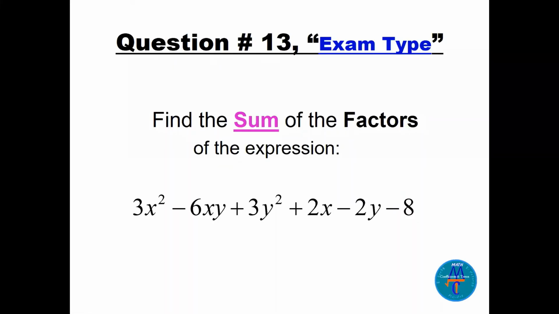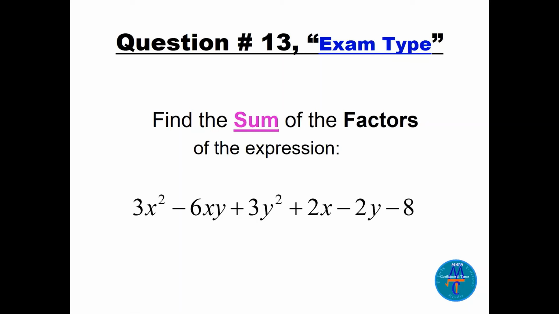Let's look now at question number 13. This is exam type. Find the sum of the factors of the expression. See, we have also 6 terms here. And we need to find the sum. That means we have to add something. What are these something? The factors of this, which means factor it first. After you finish, maybe the answer has 2 factors or 3 factors or 4 factors.